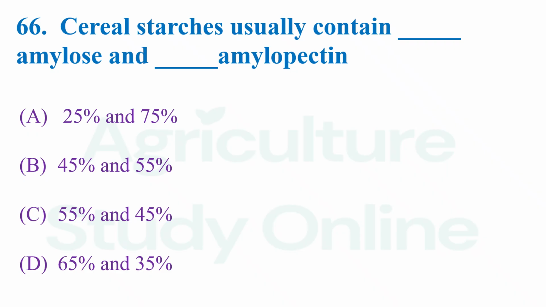Next, 45, 70, 55%. In this, too much amylose is there. 55%, 45%. Amylose cannot be the major component in normal cereal starches, because high amylose occurs in modified varieties only. And 65, 35% is the opposite of the real composition. So over here, the correct option is option A, that is 25% and 75%.